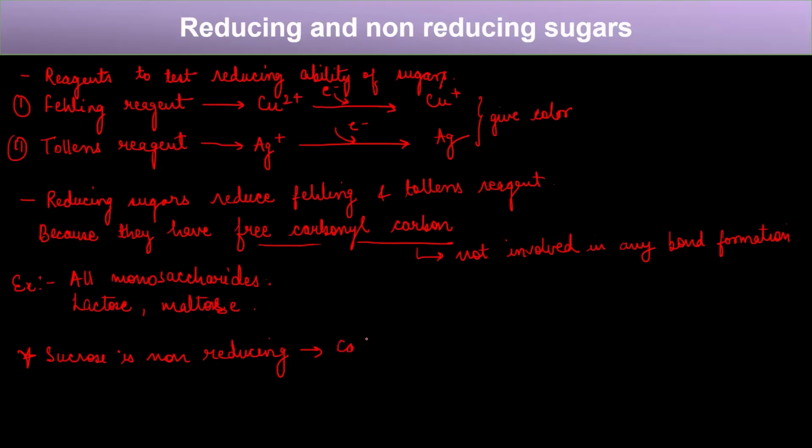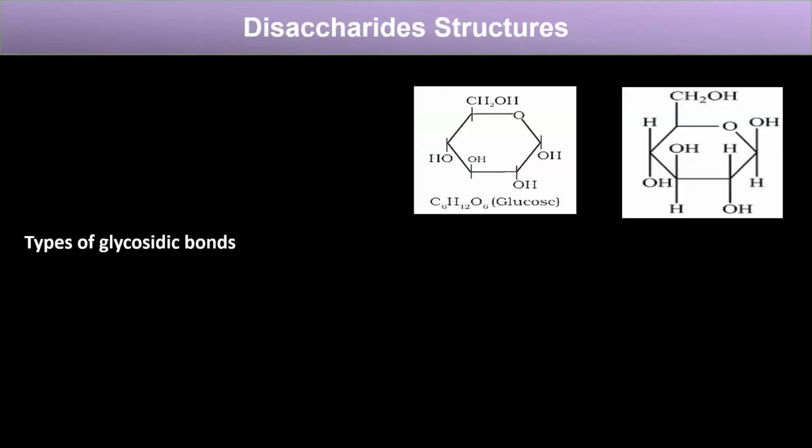So the carbonyl carbon of sucrose is involved in bond formation. Okay, involved in bond formation. And because of this reason, sucrose is non-reducing. So this is about reducing and non-reducing sucrose. Okay. Now let's talk about the structure of disaccharides.